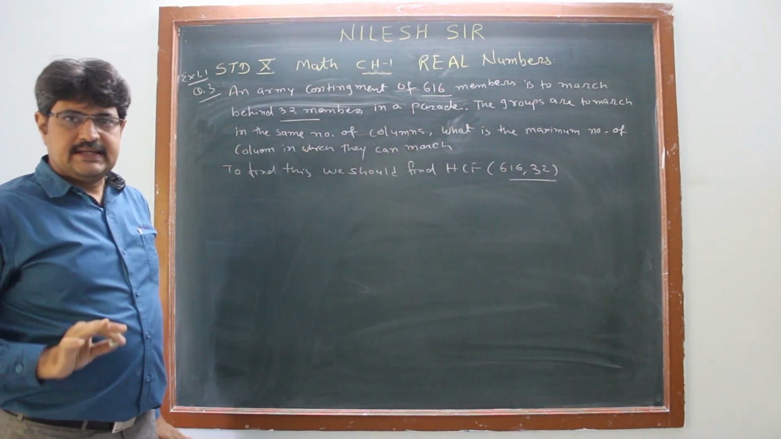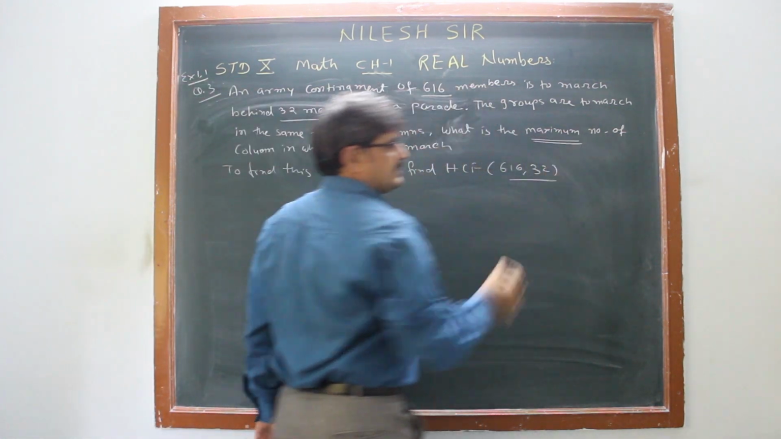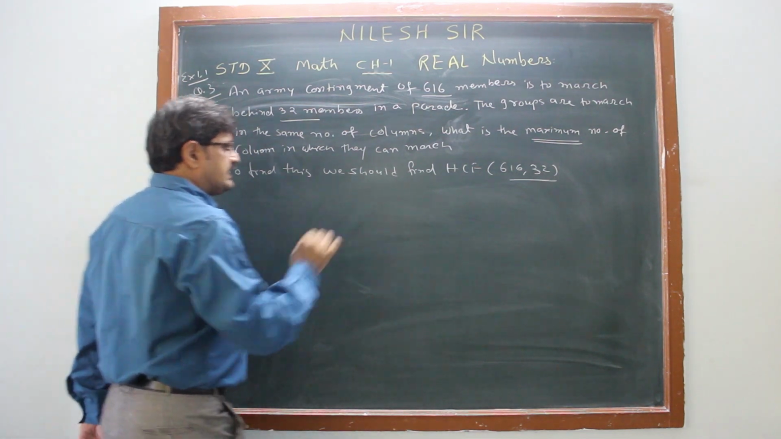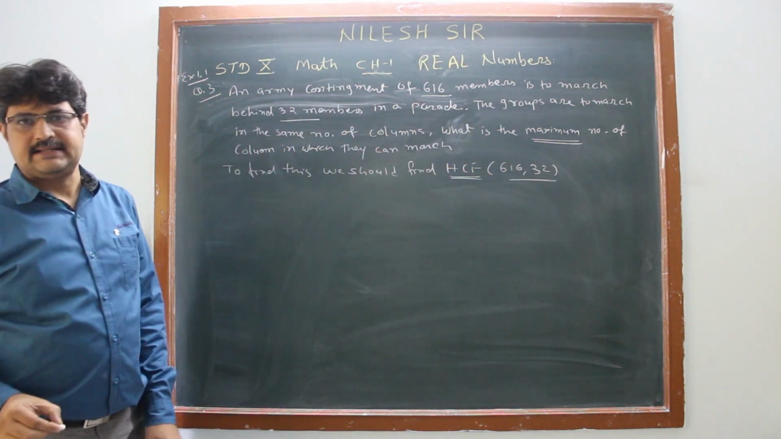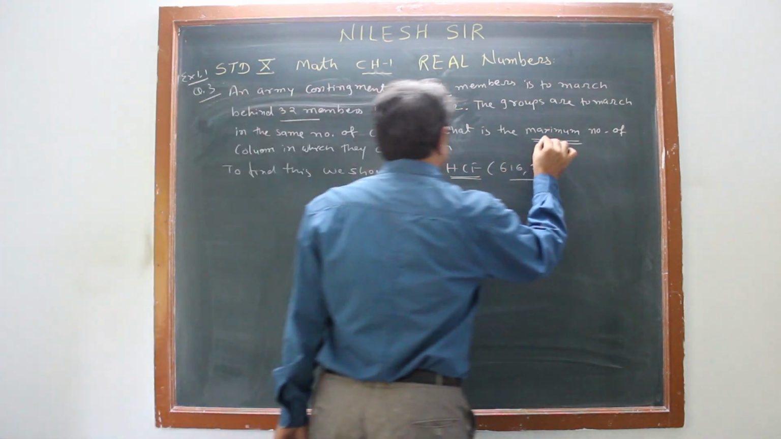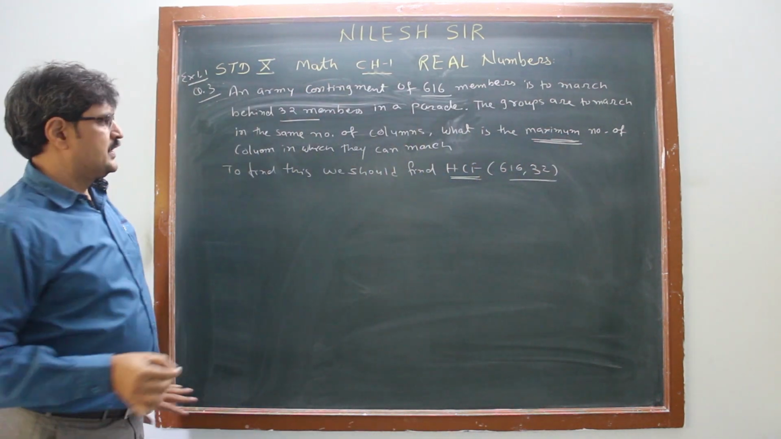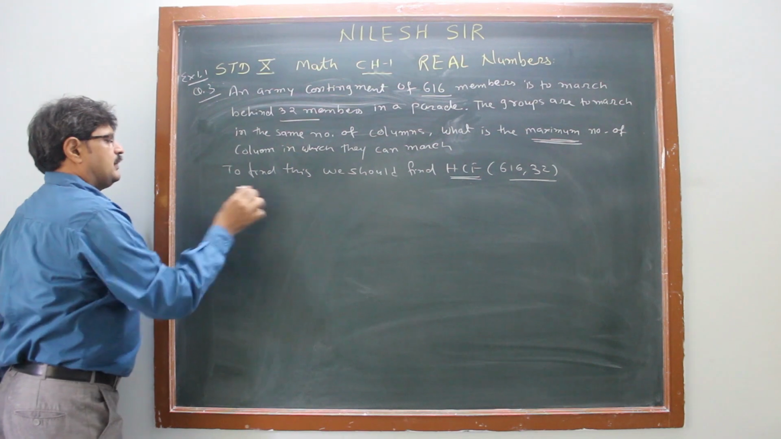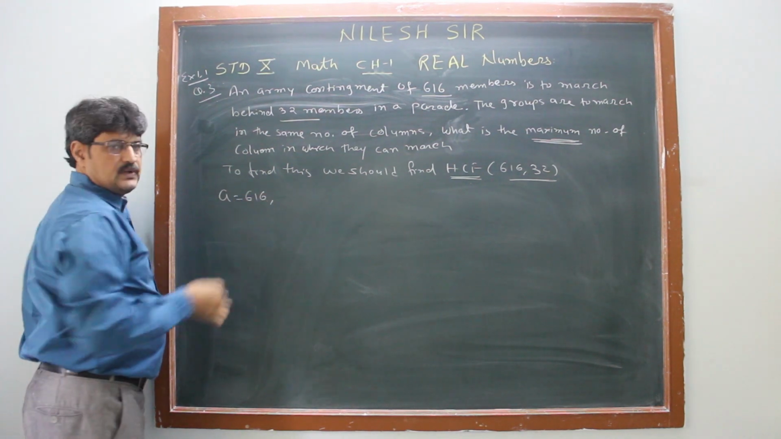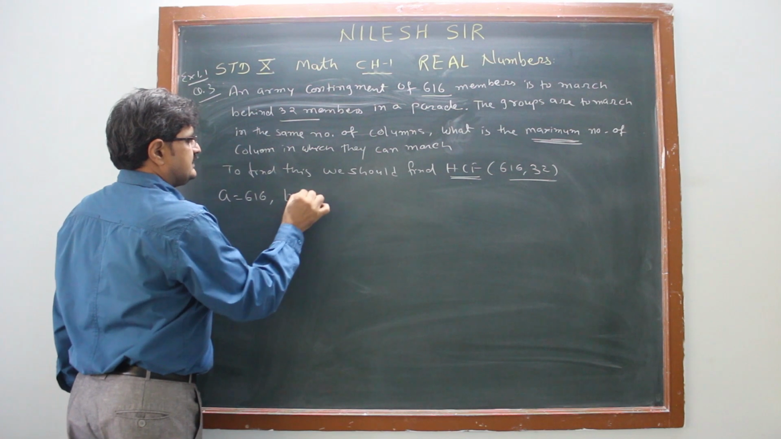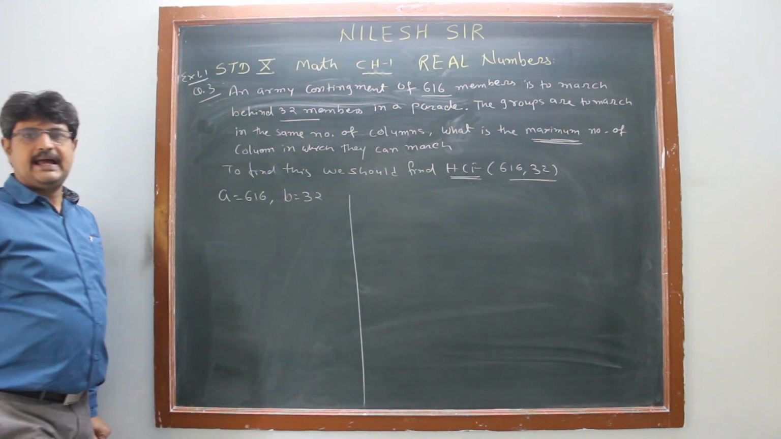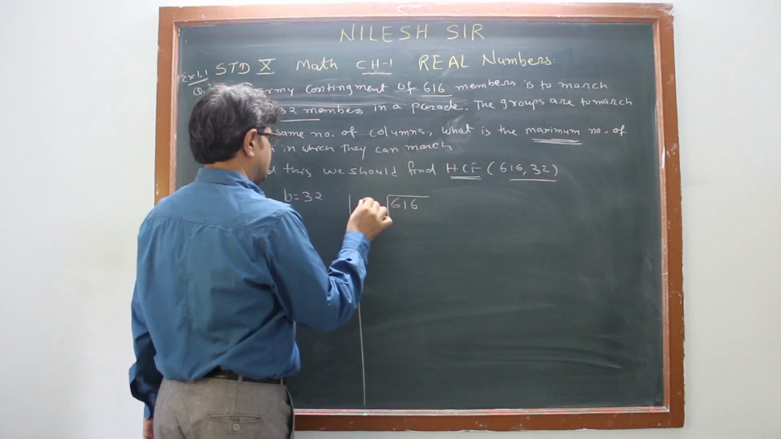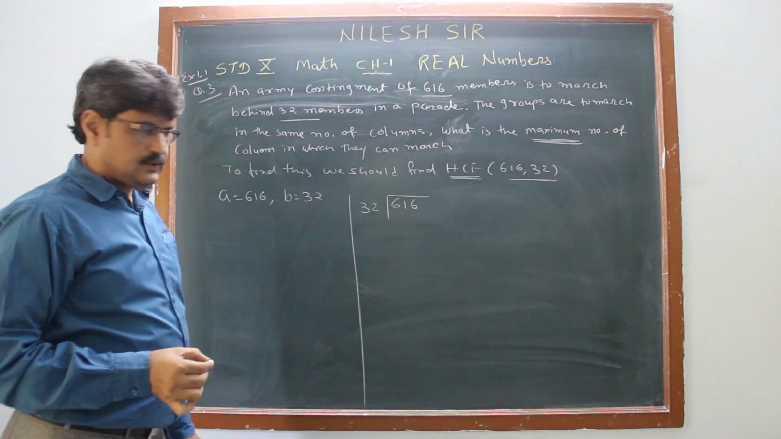In the majority of cases, whenever you have to find a maximum number, you have to find the HCF, that is the highest common factor, and maximum is also considered as the highest. So you should remember whenever you are having a maximum number, you have to find the HCF. Now again, I will take a is equal to 616, the greater number, and b is equal to 32. As I have done two sums earlier, we will find the division until we get remainder 0.